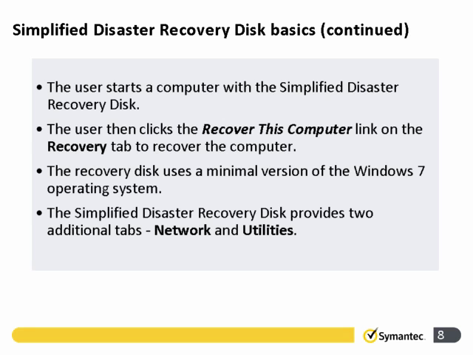So you boot to the simplified disaster recovery disk. You'll see a wizard come up, and you click recover this computer. The recovery disk is a minimal version of Windows 7. It's known as WinPE. It has two other tabs on it that we'll take a look at in a moment, network and utilities, and this is where I could load other drivers such as NIC drivers, or I can map a network drive if I need to.